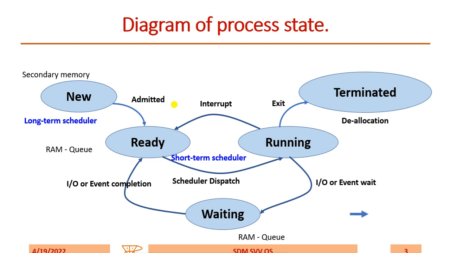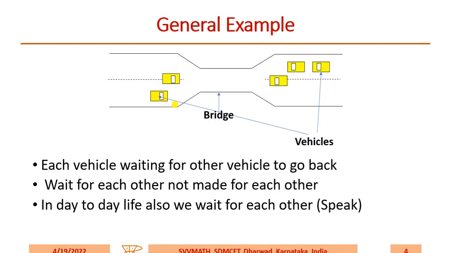Let us go to the deadlock. Before we discuss the deadlock in the operating system, I already told in the previous video that a lot of the concepts we discuss in our operating system subject are applicable to day-to-day life. To understand the deadlock in the operating system, let us consider a general example. Let us take a highway, a big road. Because of a bridge, the width of the road is very small.